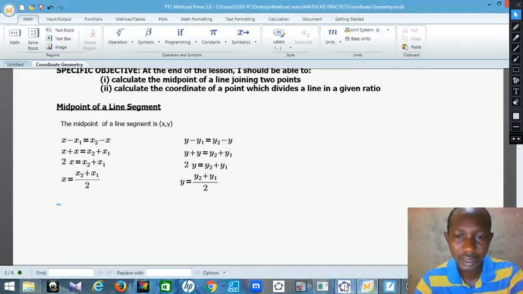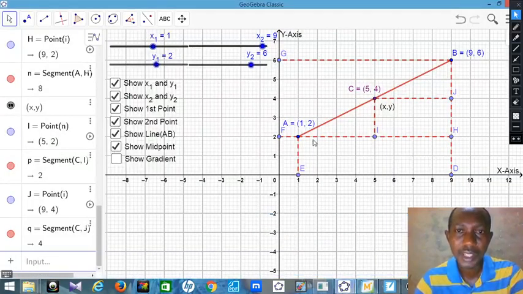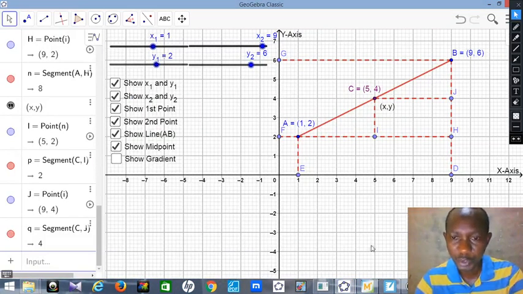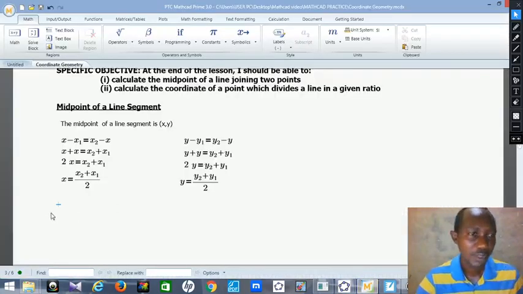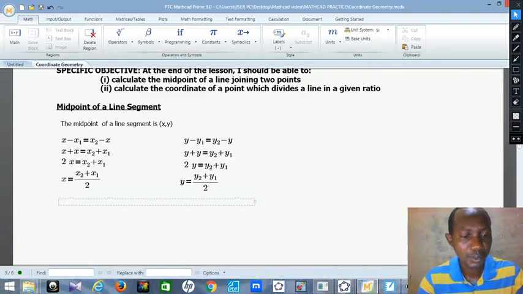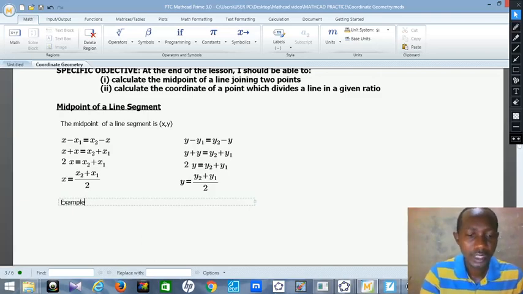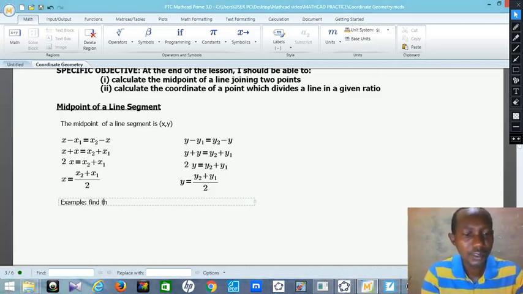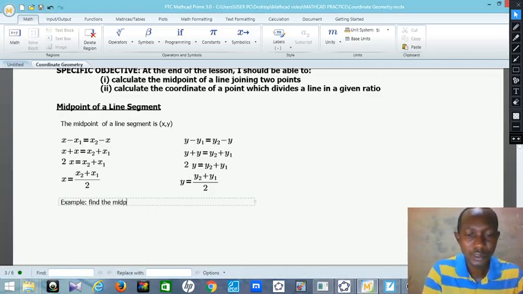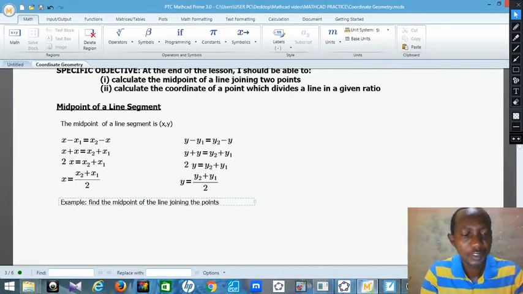For example, this example we used the other time, let's say you have this question now. 1 and 2 is the first point, then 9 and 6 is the second point. Let me just put it as an example. Assuming you are asked a question like this, they ask you to find the midpoint of the line joining the points. Something like this.